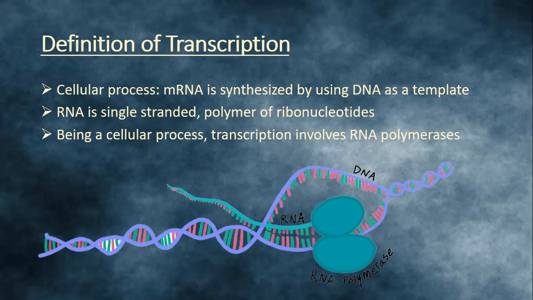In the figure below, you can see that this is double-stranded DNA, this is the messenger RNA transcript, and this is RNA polymerase. This dimer is RNA polymerase.